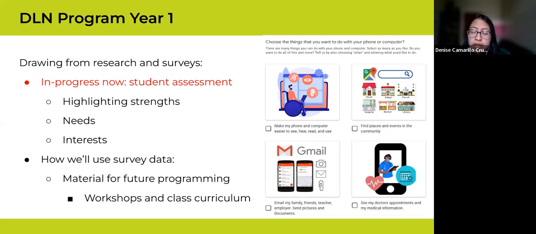And on the right, we have an example of a question we're asking. So choose the things that you want to do with your phone or computer. And here we have some examples, like finding events and places in my community. The first one is make my phone and computer easier to see, hear, read, and use. That's essentially asking students if they want to know how to use accessibility tools on their phones. A lot of times those are hard to access if you don't know how to navigate your phone. Things like knowing how to use Gmail, telehealth apps, etc.